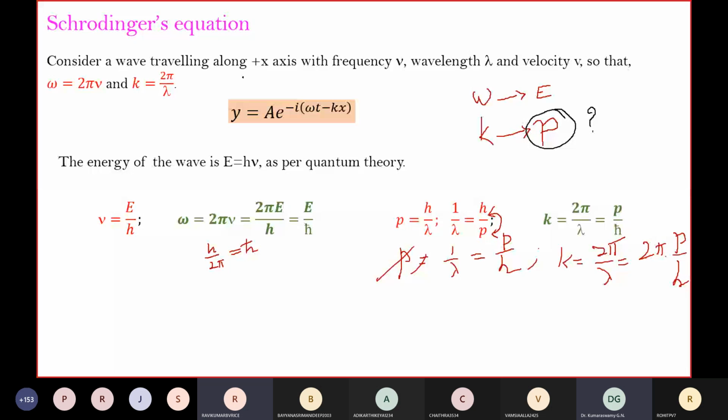So now we rewrite this equation as, instead of y, I write it as psi. Psi is a very unique symbol which is used only to indicate the variation of probability. Otherwise, y indicates many things. Y can indicate the height of a water wave, the pressure in a medium, or the varying electric and magnetic field strength. But here psi indicates only one thing. What is that?